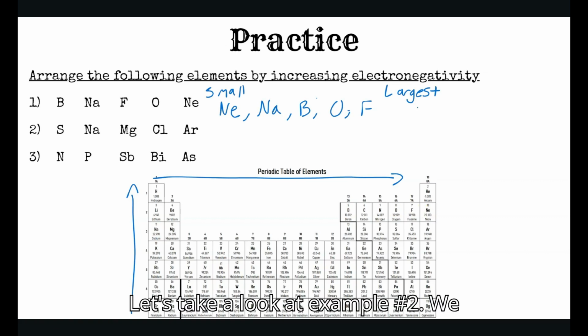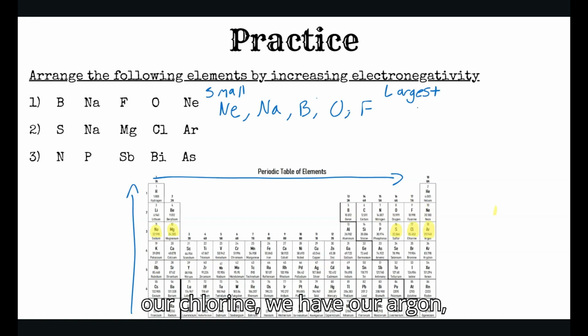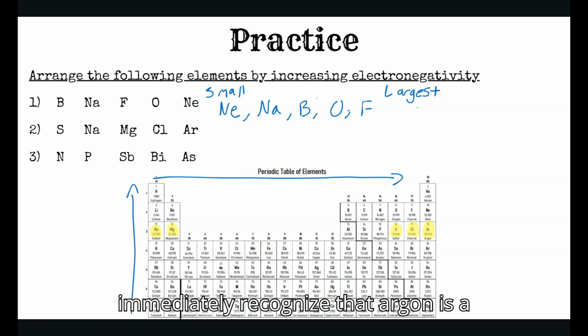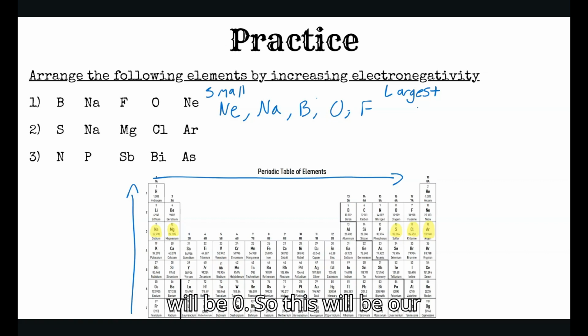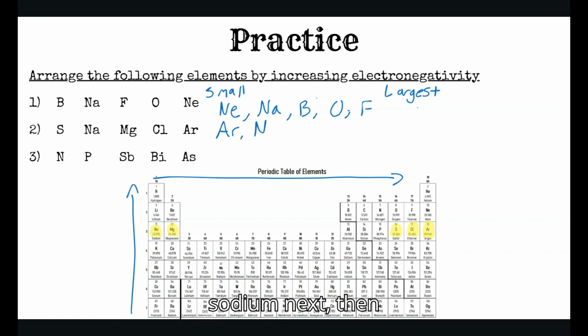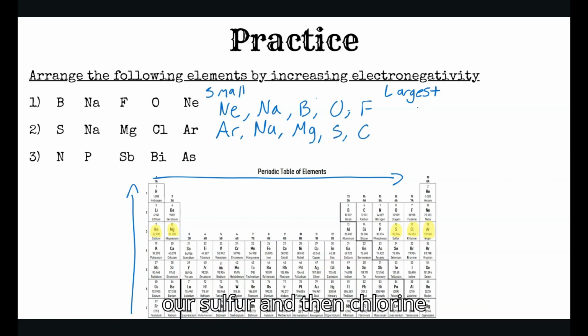Let's take a look at example number 2. We have our sulfur, we have our sodium, we have our magnesium, we have our chlorine, we have our argon. We should pretty much almost immediately recognize that argon is a noble gas and its electronegativity will be 0. So this will be our Ar. Once we have the noble gas as the smallest, we're able to continue as normal. So we'll have our sodium next. Then we're going to have the magnesium, then our sulfur, and then chlorine being the largest in this group.